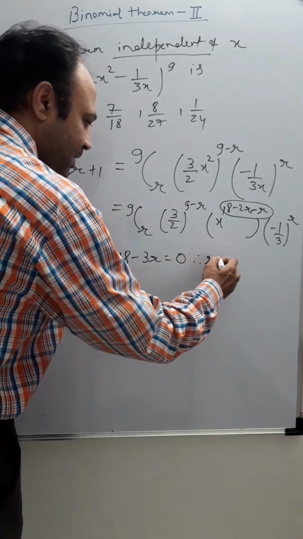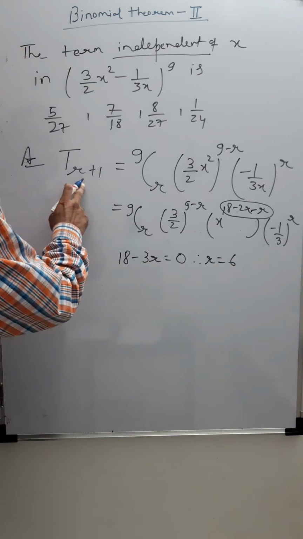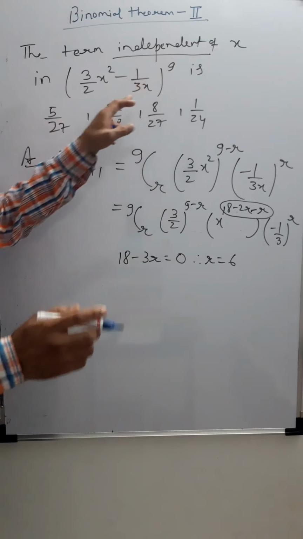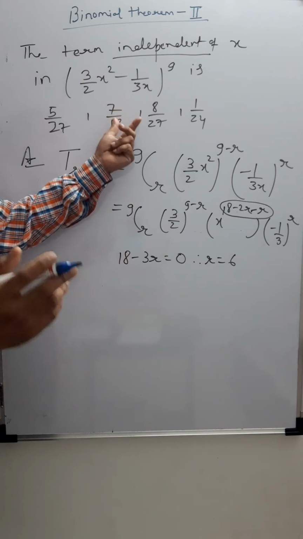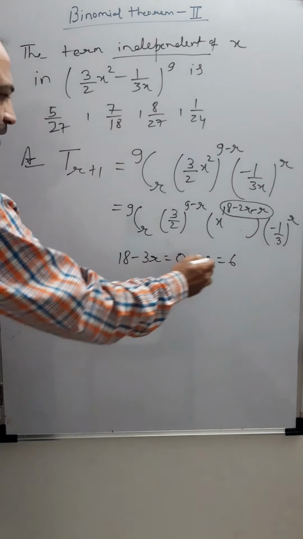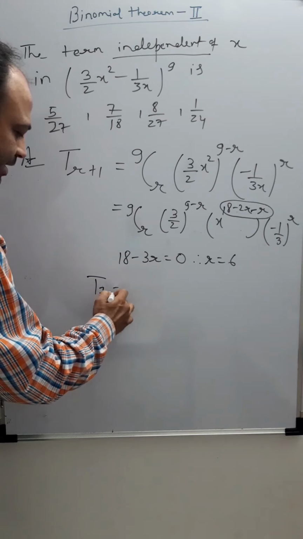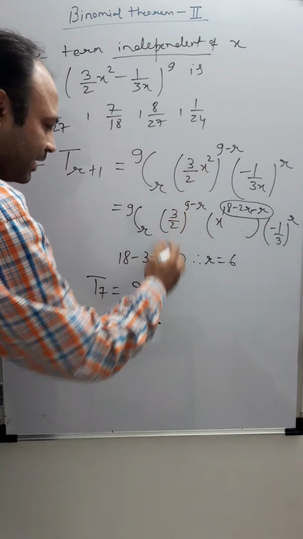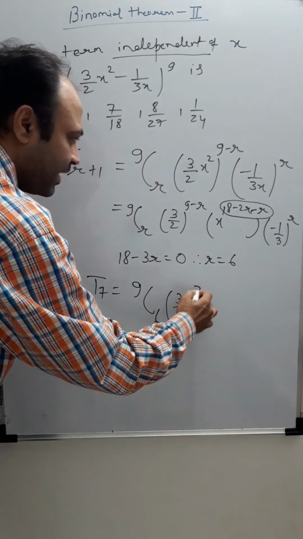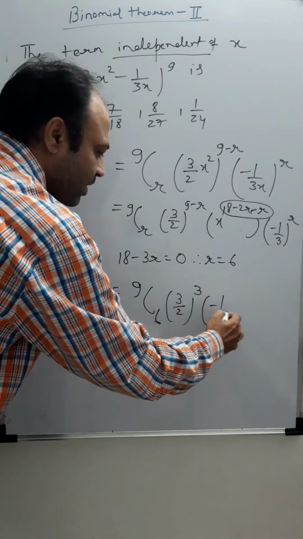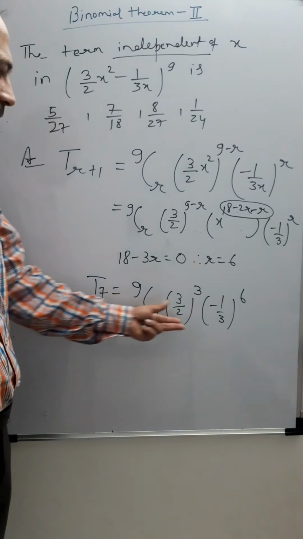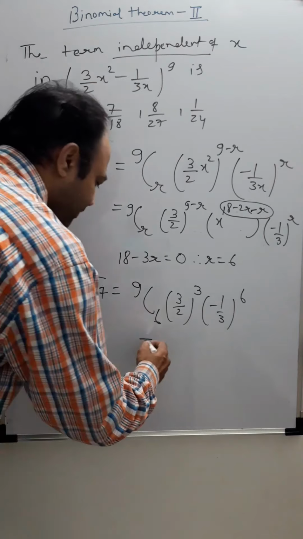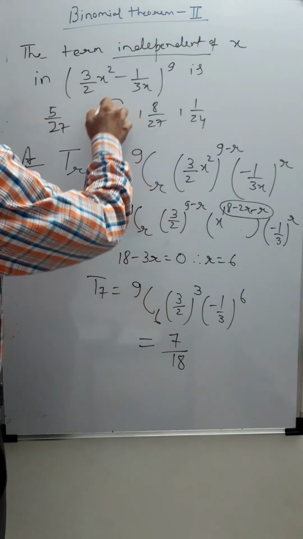So from here r equals 6. Correct? So the 7th term in this expansion will have no x. What would be the value of that independent term? So the 7th term is your independent term, and its value is, wherever r, we put 6: 9C6 (3/2)^(9−6), that is the cube, x to the power 0, and here (−1/3)^6. When you simplify this, 9C6 (3/2)³ (−1/3)^6, after simplification it will be 7/80. So this is the answer.